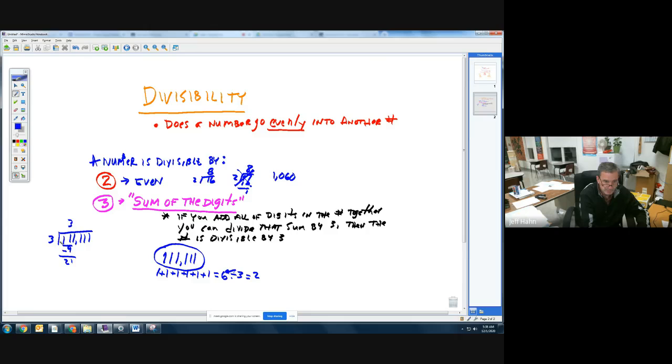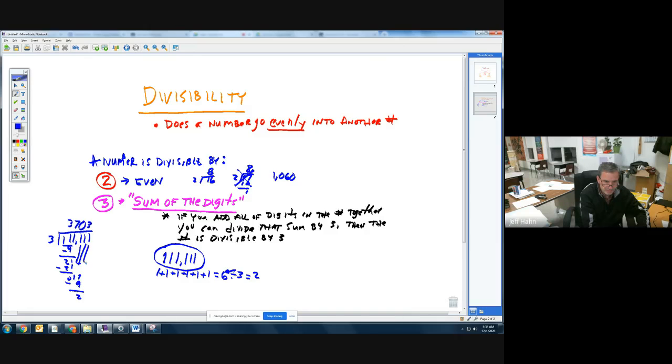I get 21. 3 goes into 21 7 times. I get 21. I subtract. I bring down a 1, but 3 doesn't go into it, so I put a 0 up there. I bring down my next one. 3 goes into 11 3 times, which is 9. I subtract. I get a 2.